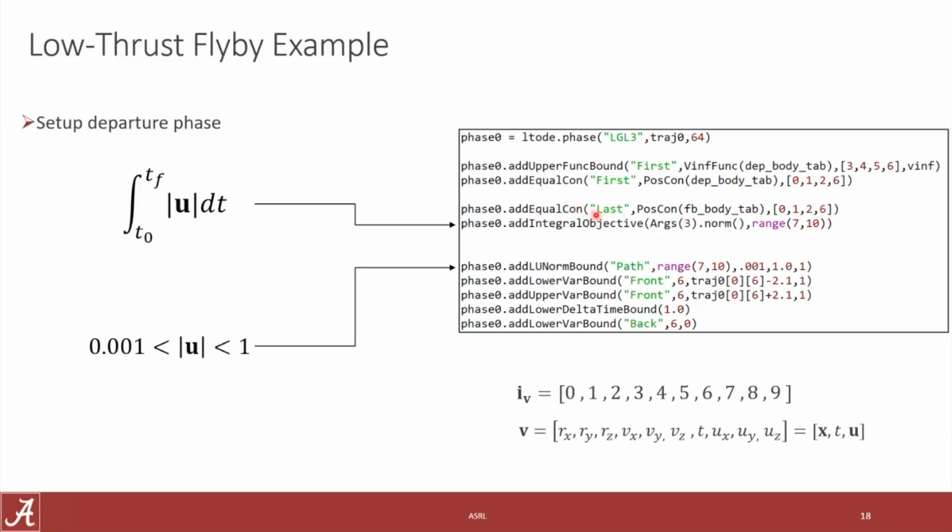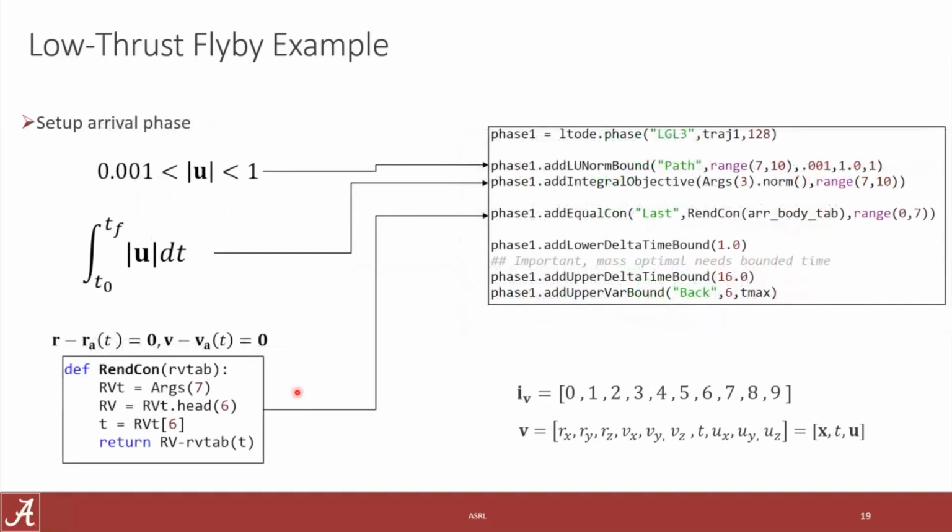So we've now got all of our initial and terminal constraints and our objective function added. What we have left to do is add some constraints on the performance of what the vehicle's doing. For the entire path, we want our controls to be constrained between 0.001 magnitude and size 1, with weight 1 on this constraint. So we do the LU norm bound. That sets our path for that vehicle to not exceed our control authority. So we finished the phase going from the departure body to the flyby body.